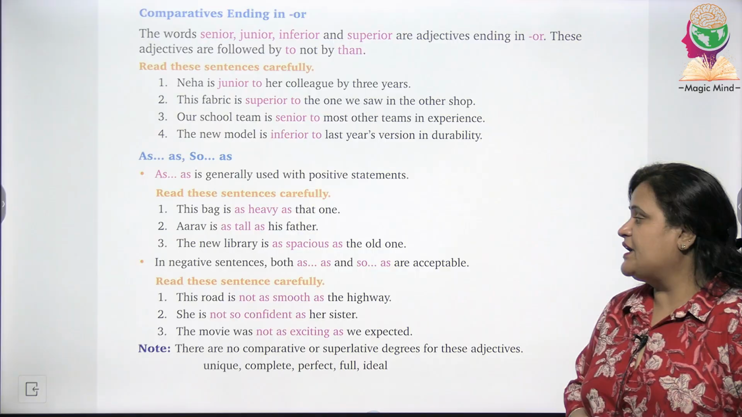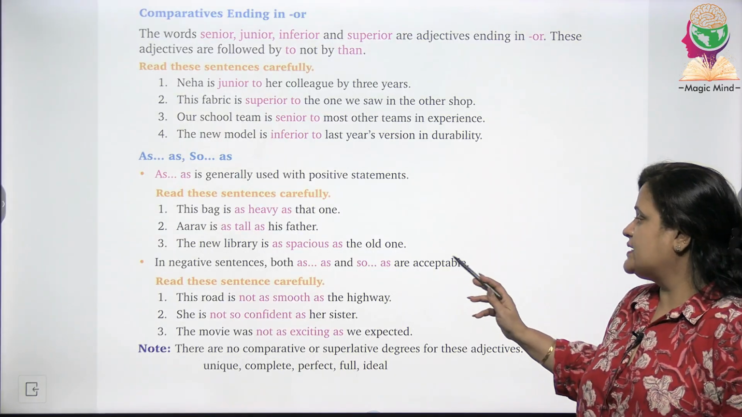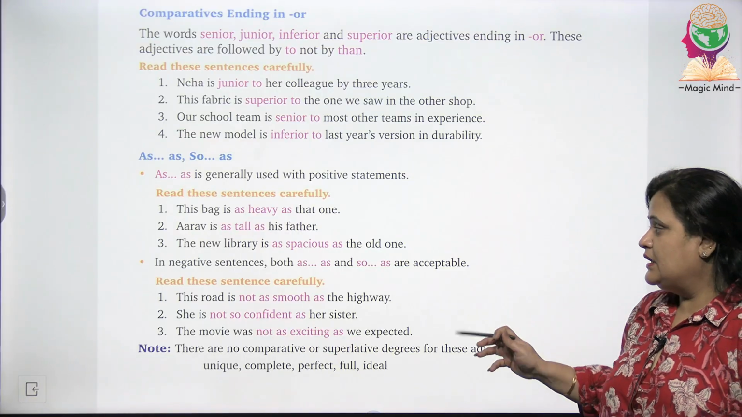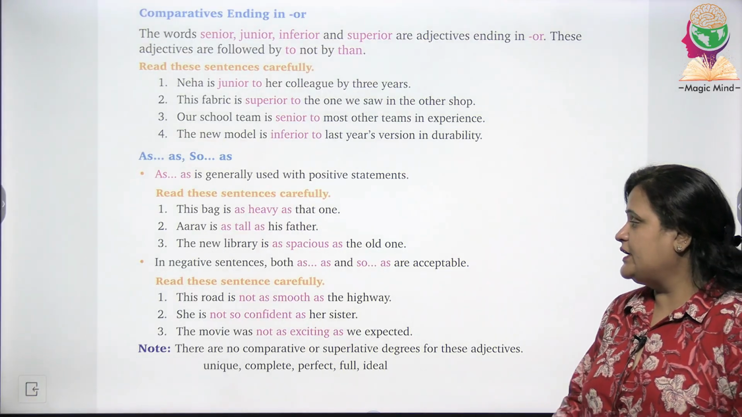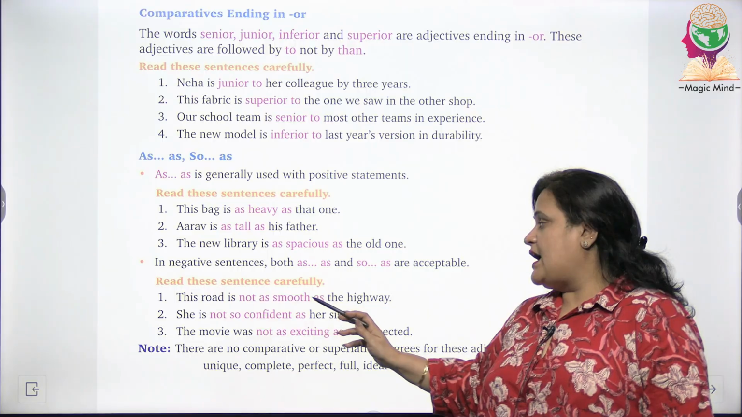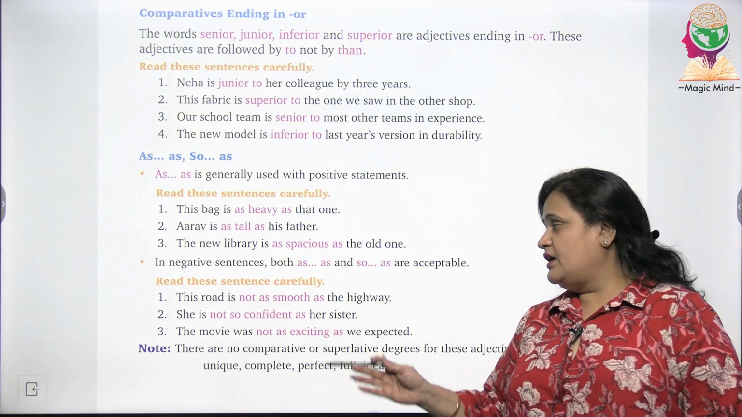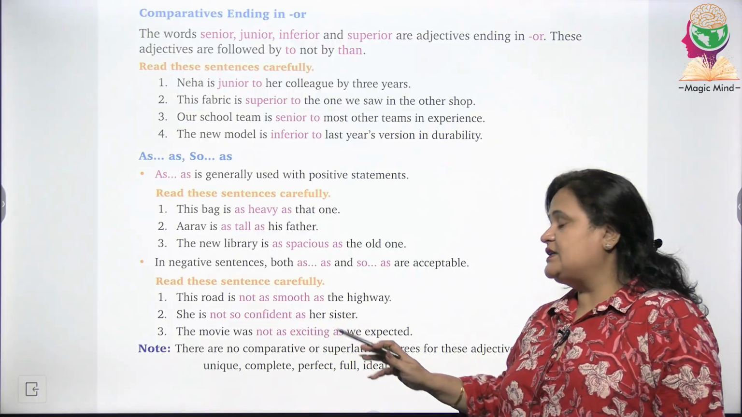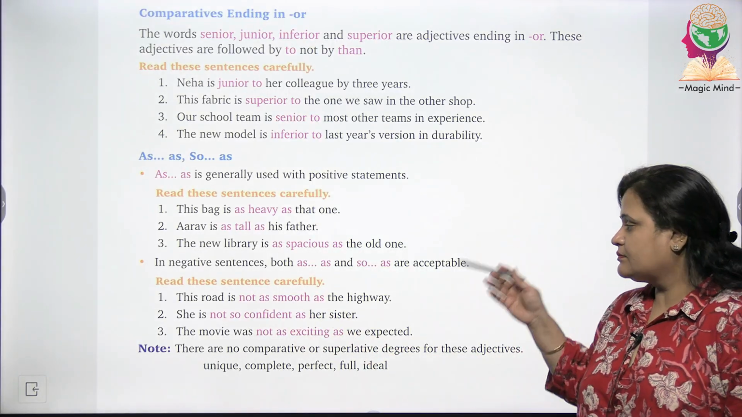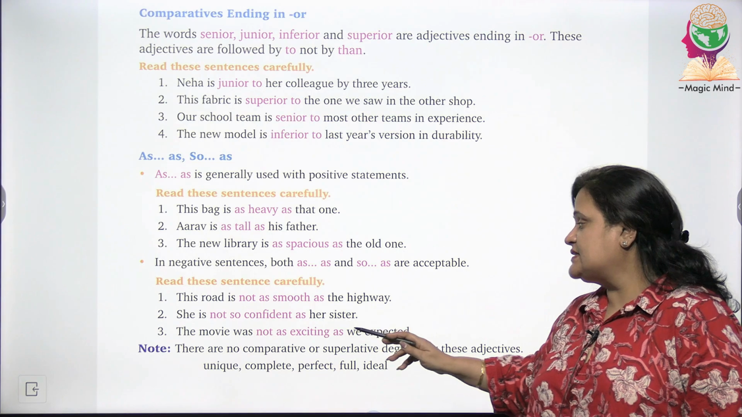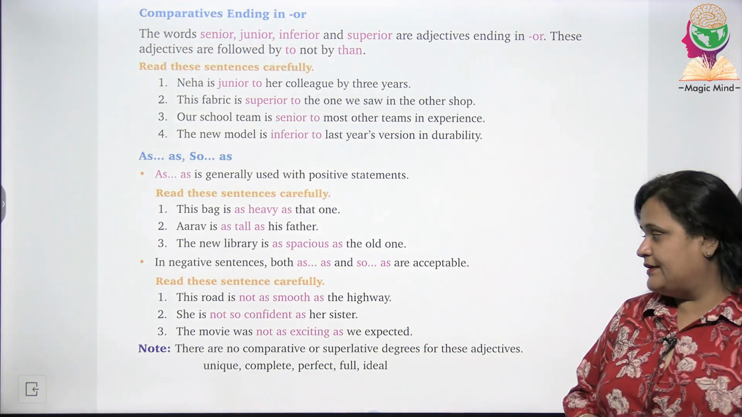Negative sentences में both as and so as are acceptable. Read these sentences carefully. This road is not as smooth as the highway. She is not so confident as her sister. The movie was not as exciting as we expected.